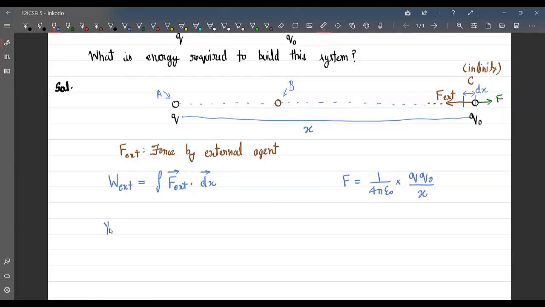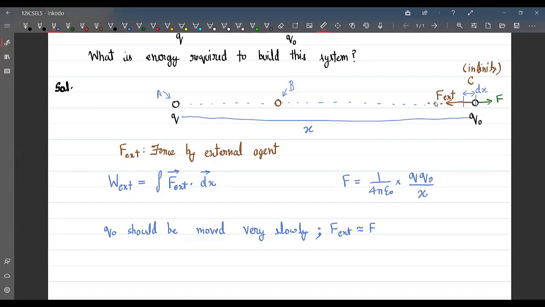So Q naught should be moved very slowly, such that F external is approximately equal to F, but a little greater than F. The external force should be a small amount greater than F, but it should be moved very slowly.